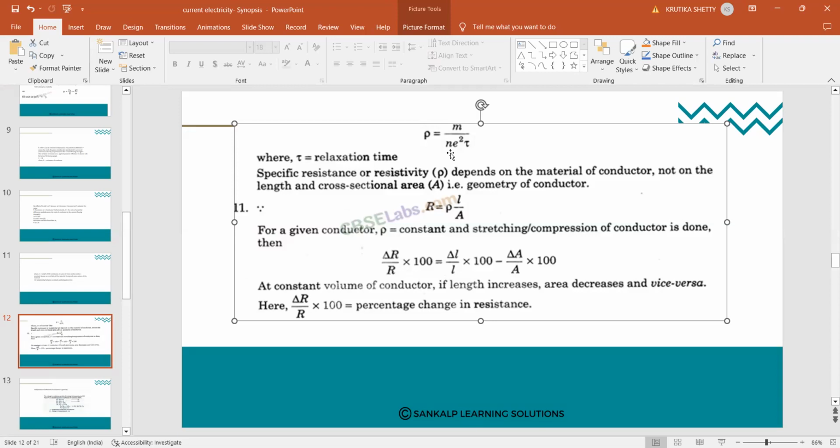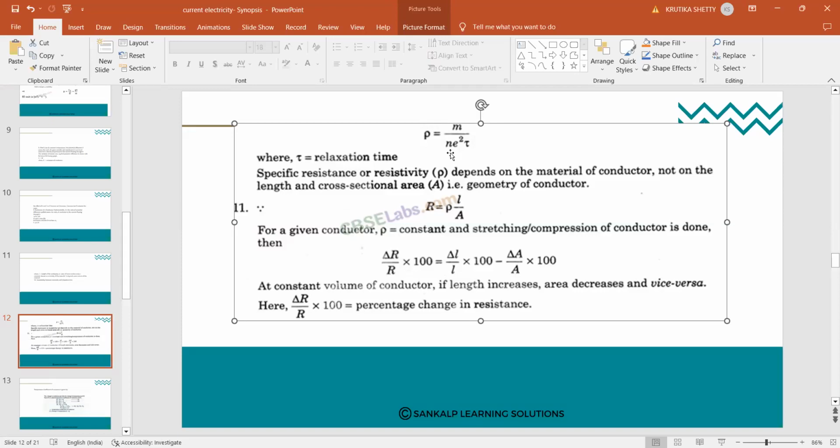This resistivity is also called the specific resistance. It depends on the material of the conductor, not on the length, cross section and the geometry of the conductor. That is, shape, length, area, it does not depend on any of them. It is depending only on what? Material of the conductor. That is R is equal to rho L upon A.